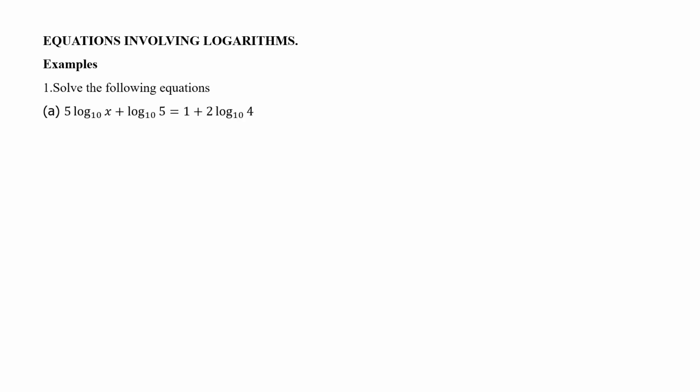The first one there is 5 times log of x base 10 plus log of 5 base 10 is equal to 1 plus 2 log of 4 base 10. Now, we can see that the bases are 10 on these 3 terms here, but one term there doesn't have a logarithm, so we are going to introduce a log. Remember where we said that log of any number base to that number is equal to 1.